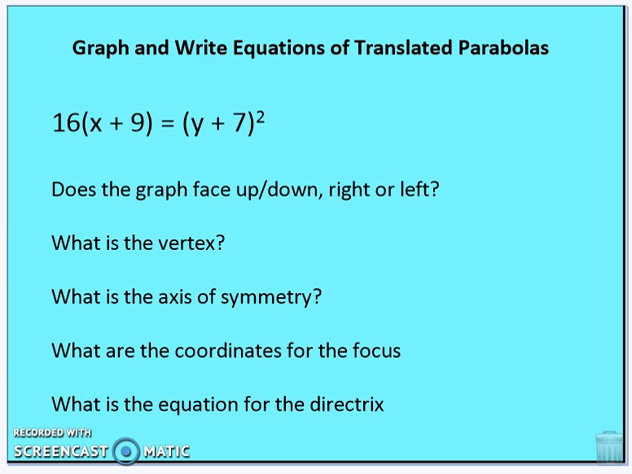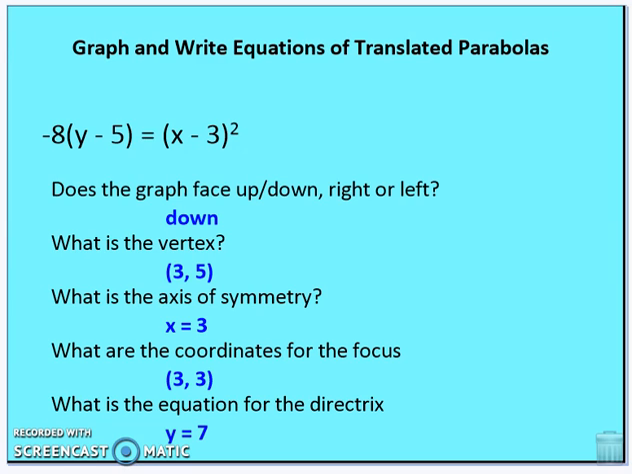Okay, you try this one on your own. Okay, so the parabola, this is x is equal to y squared now. The parabola faces right. Vertex is negative 9, negative 7. Axis of symmetry now is y is equal to k, which is y is equal to negative 7. Coordinates for the focus, negative 5, negative 7. And the equation for the directrix, x is equal to negative 13. Okay, I'm going to pause here while you get the answer.